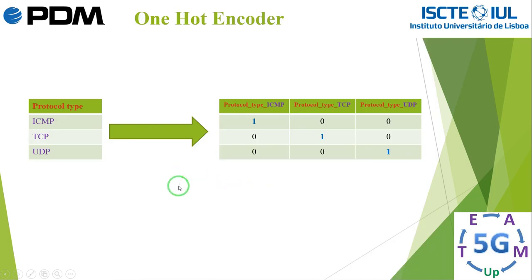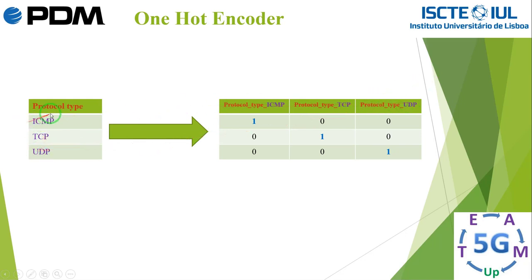Okay, here we have an example for One Hot Encoder, which is the protocol type feature. Protocol type contains 3 unique values: ICMP, TCP, and UDP. So in the One Hot Encoder process, we convert each of these unique values into new numerical features. For example, ICMP belongs to the protocol type. We use protocol type underline ICMP, protocol type underline TCP, and UDP.